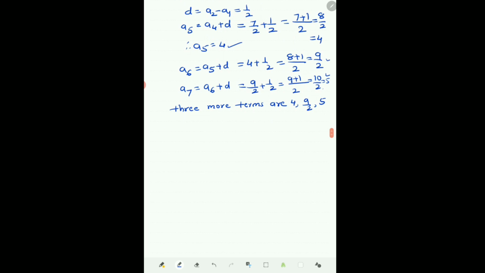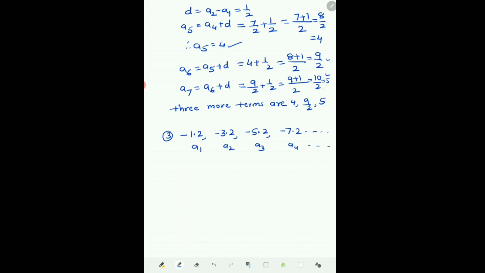Okay, so let us take one more example. Third one, that is minus 1.2, minus 3.2, minus 5.2, minus 7.2. This is A1, this is A2, this is A3, this is A4, so on.